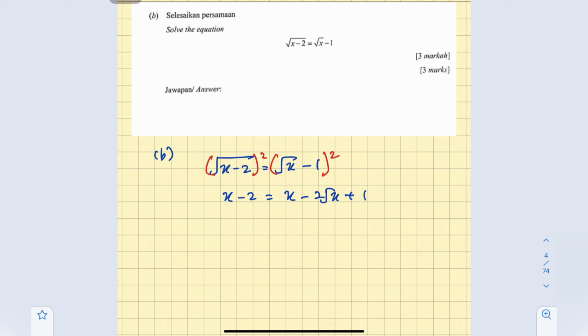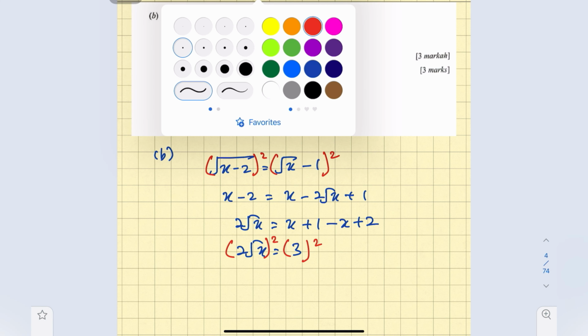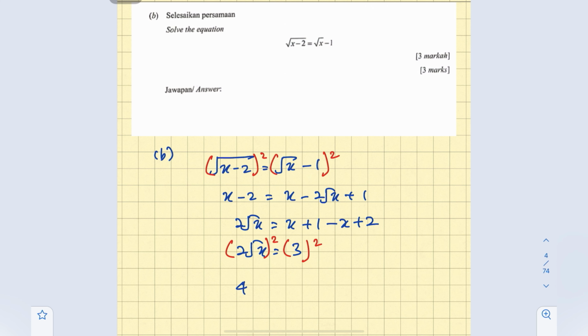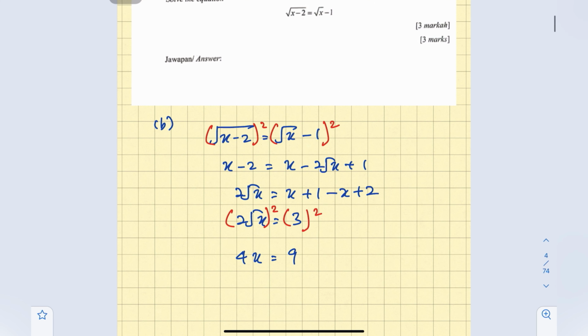Okay, so we group together: 2 root x equals x plus 1 minus x plus 2. So we get 2 root x equals 3. Again we want to eliminate the square root, so we square both sides. Then we get 4x equals 9. So x equals 9 over 4.